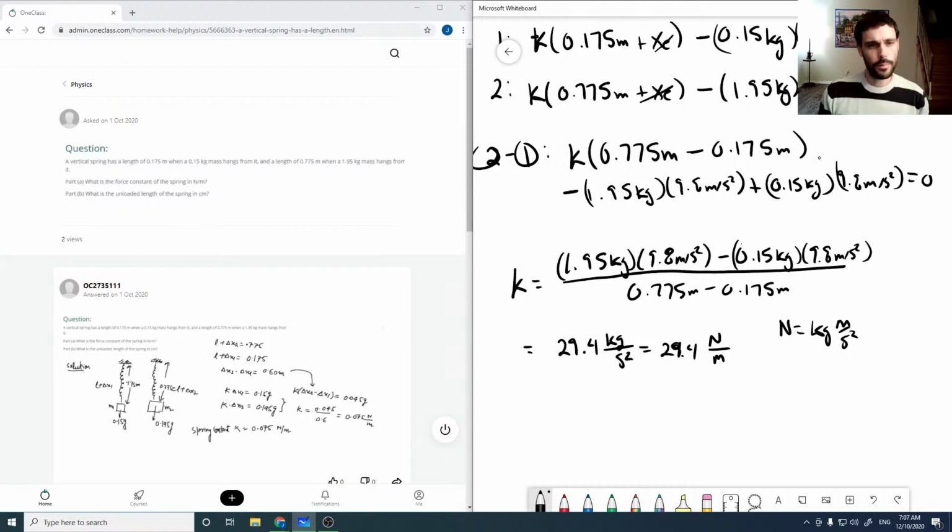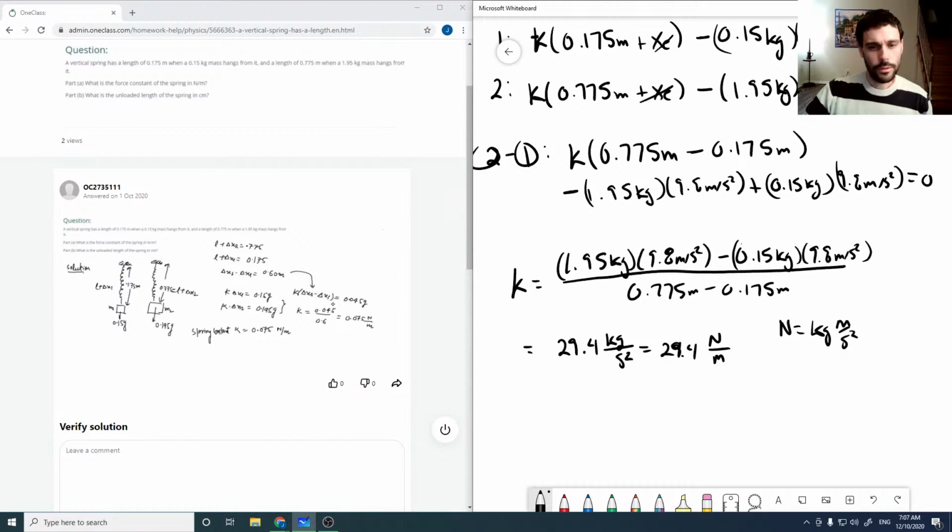So this is only the first part of the question. We still need to figure out the unloaded length of the spring. But we can already compare to the solution here, as the solution only goes up to here. And unfortunately, they used K. They used the mass as 0.195 instead of 1.95.